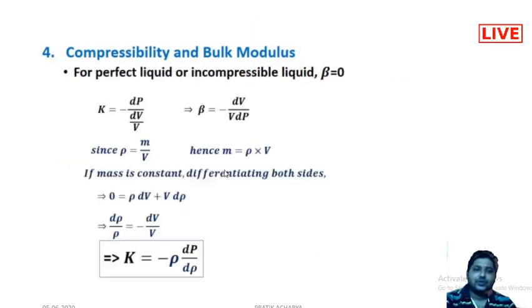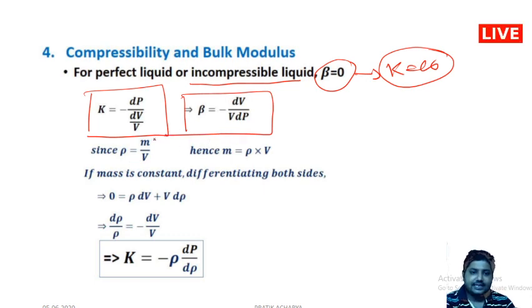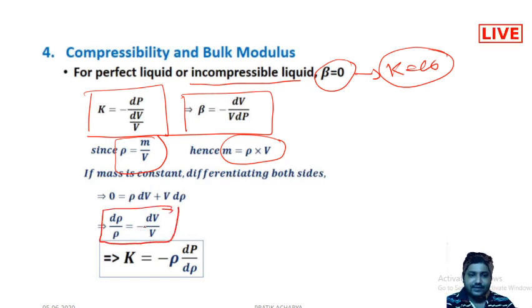For a perfect liquid, I told you it is incompressible, which means beta is going to be 0 because K is going to be infinite. K is dP by (dV by V), and beta is the reciprocal of the bulk modulus, which is the compressibility. Since density equals mass by volume, mass equals density times volume, and the mass of a matter is constant and will not change. If you differentiate, these are the relations we find: minus dV by V is equal to d rho by rho.